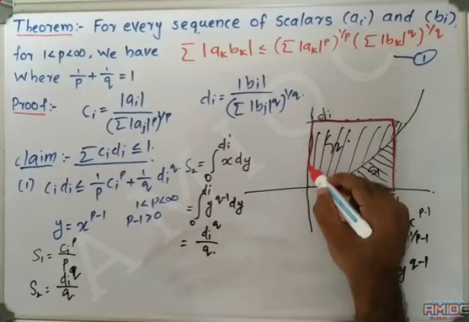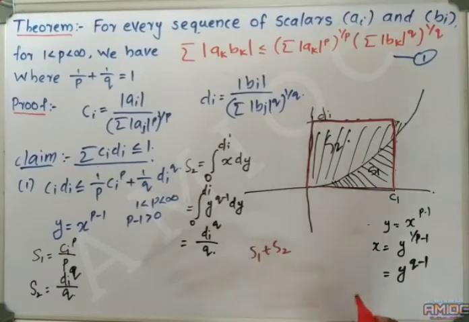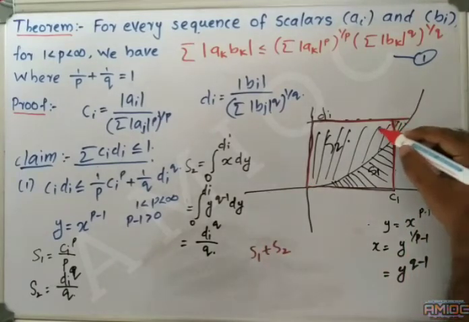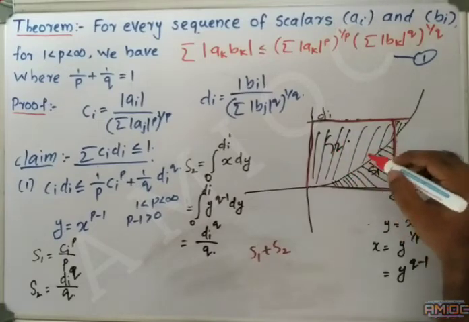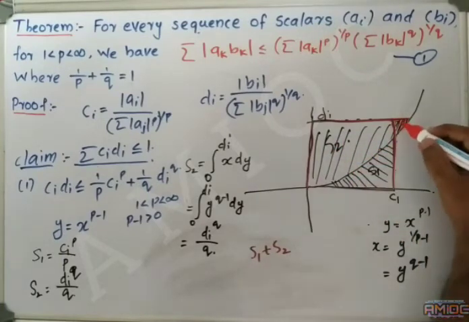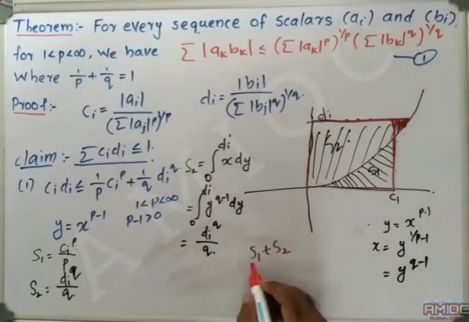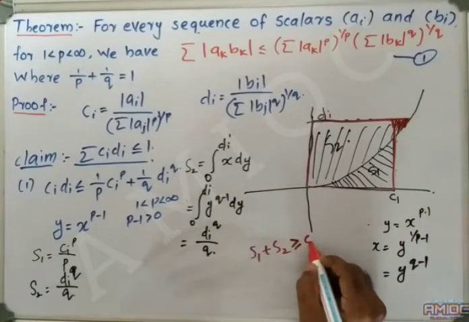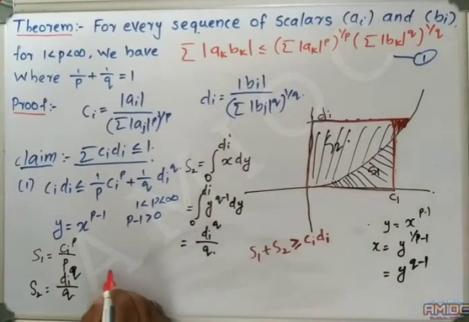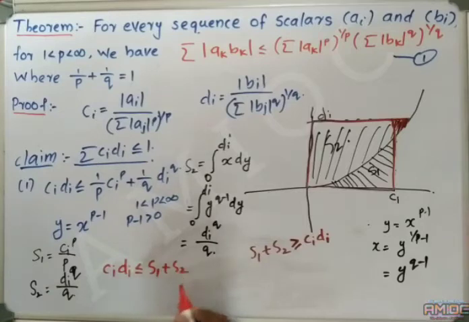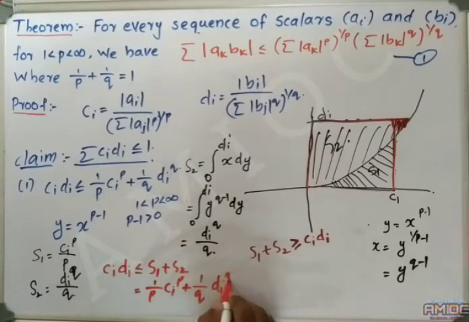And what is S1 plus S2? S1 plus S2 will contain the area of ci di and this small region. So S1 plus S2 is greater than or equal to ci di. So ci di is less than or equal to S1 plus S2, which is equal to 1 by p ci power p plus 1 by q di power q. So we get this inequality.